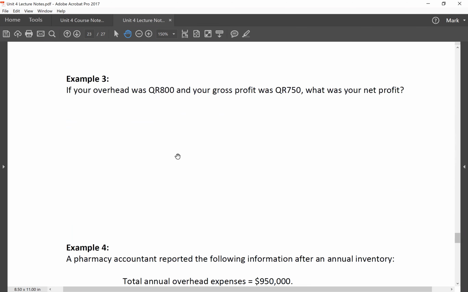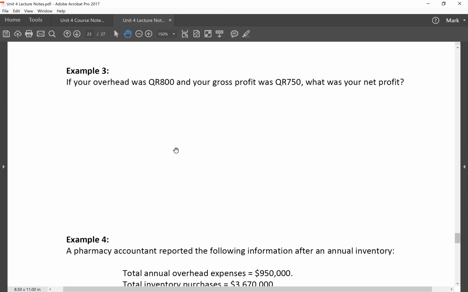All right, so let's look at some examples. It's a lot easier than it sounds. So example 3, if your overhead was $800 and your gross profit was $750, what was your net profit? Well, very easy calculation here. My net profit.